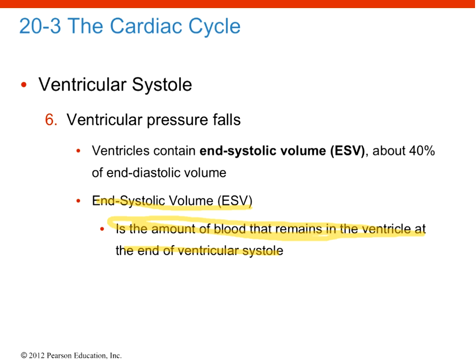Remember, the end diastolic volume was the amount of blood at the beginning, and the end systolic volume is the amount of blood that's left over after the stroke volume, when a certain amount of blood has been ejected out. So the end systolic volume is the amount of blood that gets left over in the ventricles at the end of a ventricular contraction or ventricular systole.